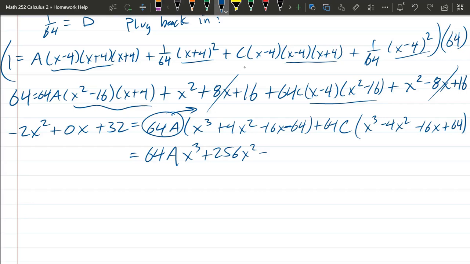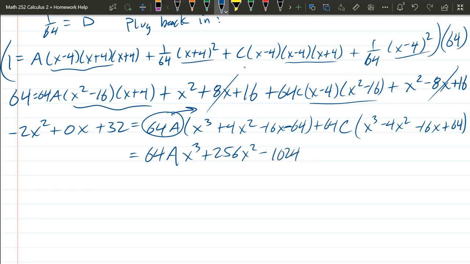Calculator. Can I use my other computer? Pretend like I'm not doing this. I should know these. 16 times 64. You can always write these in powers of 2. That's probably what I should have done.